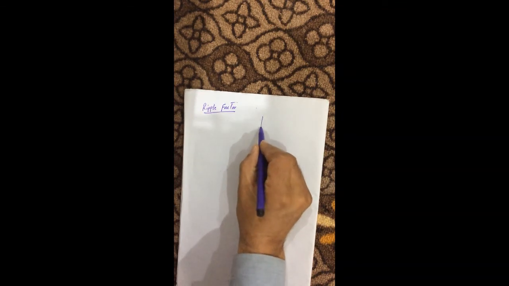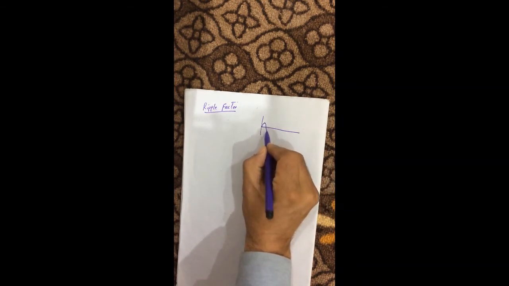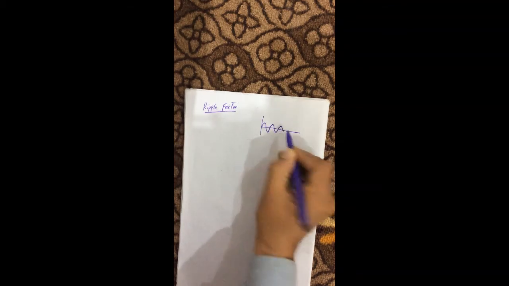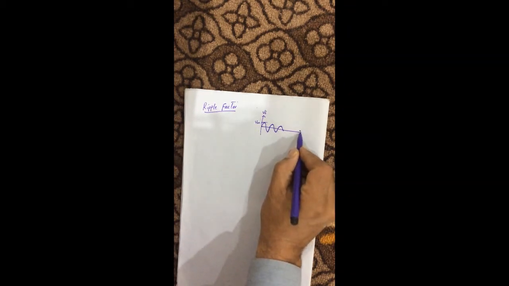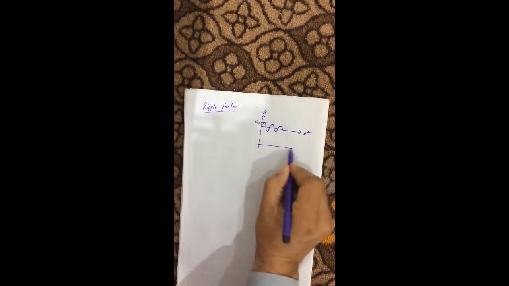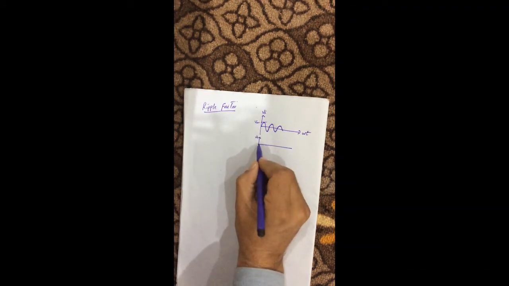Okay, next we have another quantity which is very essential in the rectifier, which is ripple factor. Actually, the output obtained at the output of a full wave rectifier is not purely DC. If this is the input signal, here we have the input voltage, this is the Vm, and this is omega t. Then the output voltage V naught looks like this.